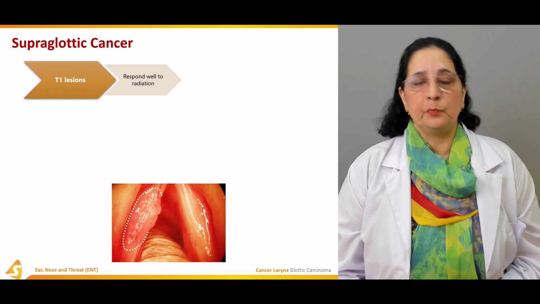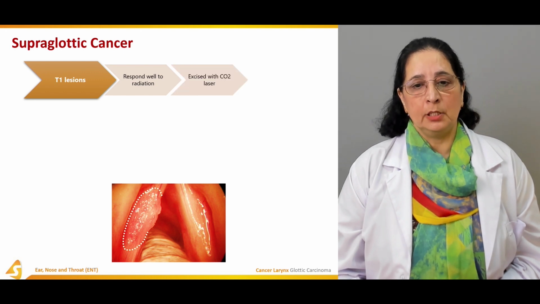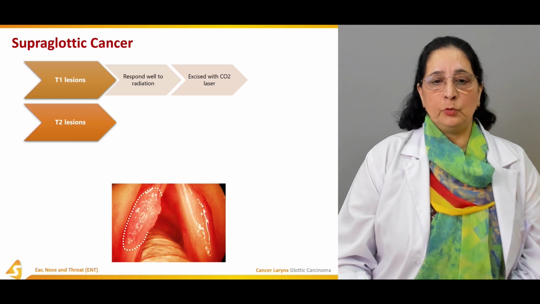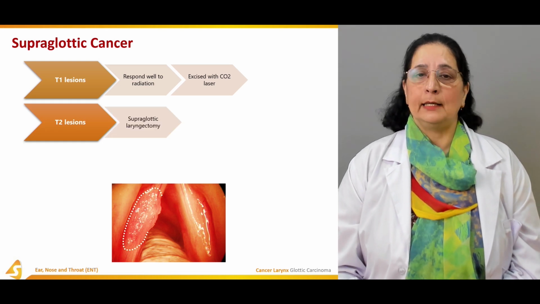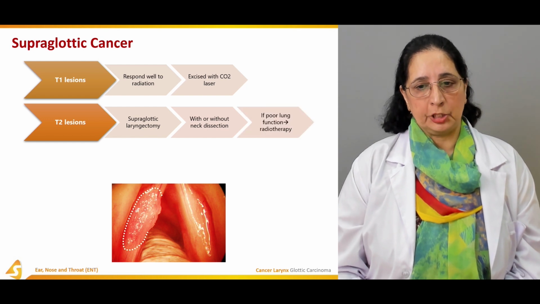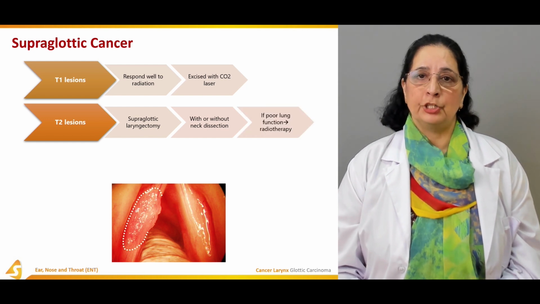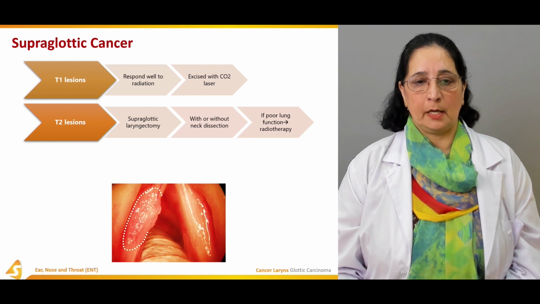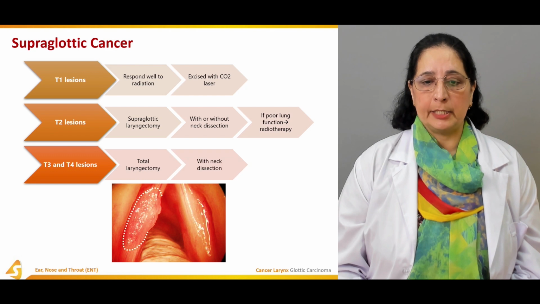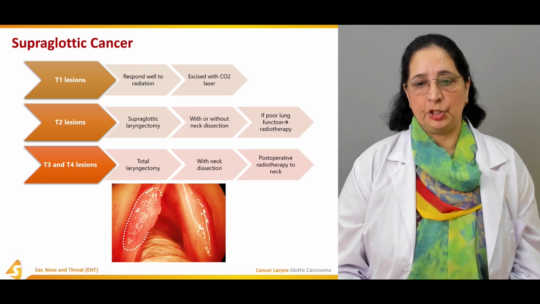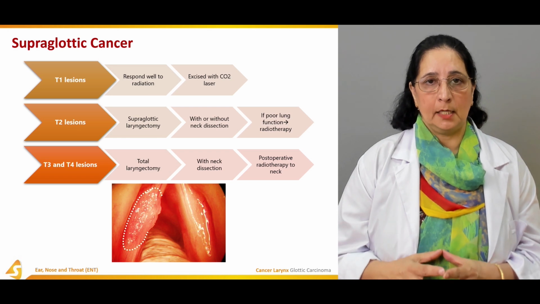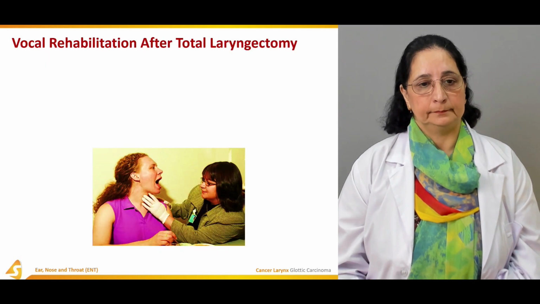T1 lesions respond well to radiation, or are excised with carbon dioxide laser. For T2 lesions, supraglottic laryngectomy with or without neck dissection. If there is poor lung function, we should go for radiotherapy. For T3 and T4, total laryngectomy with neck dissection. Again, post-operative radiotherapy is done in T3 and T4.